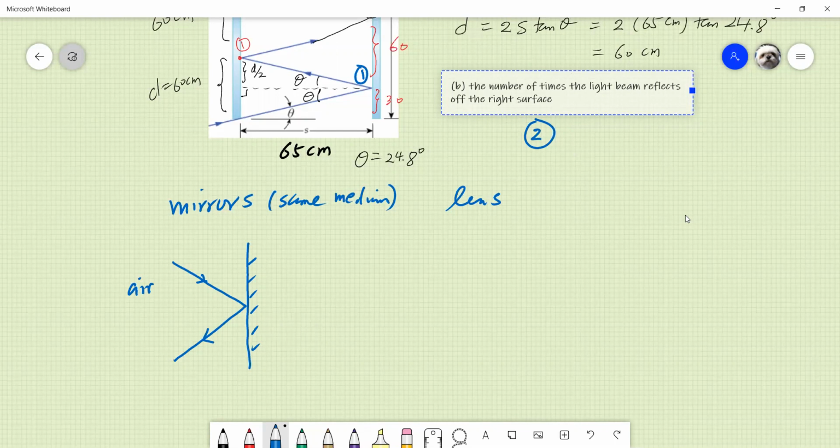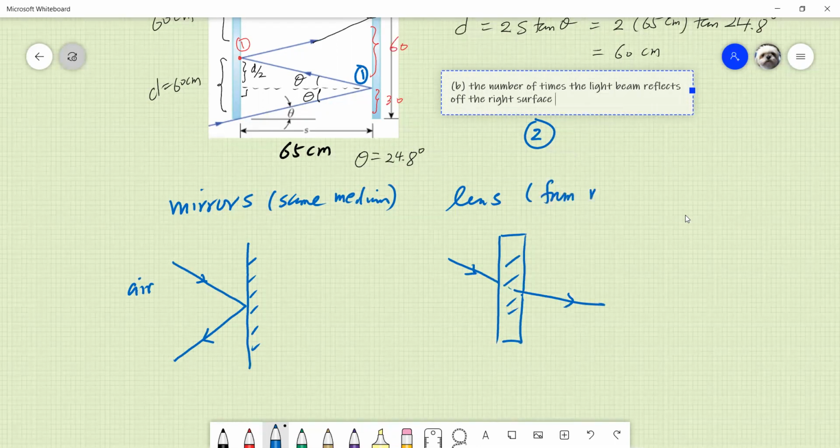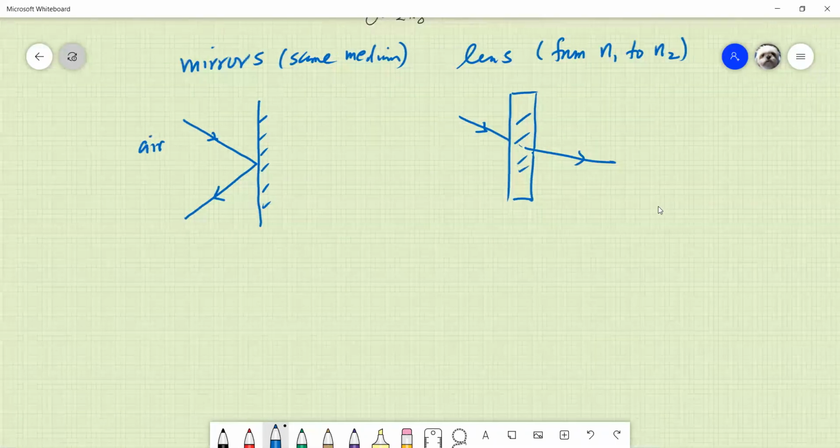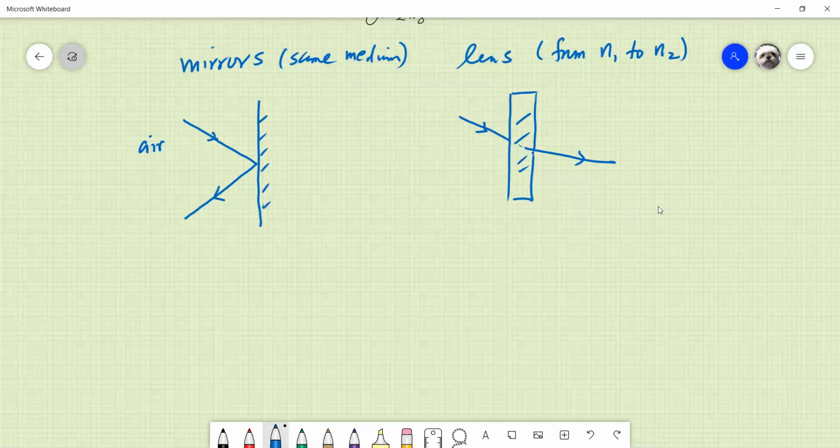Now, what is a lens? A lens is different. If you have a piece of lens, the light goes in and penetrates from medium 1, from n1 to n2. Now, I'm going to talk about the plane mirror first. The whole idea we are talking about is image formation.